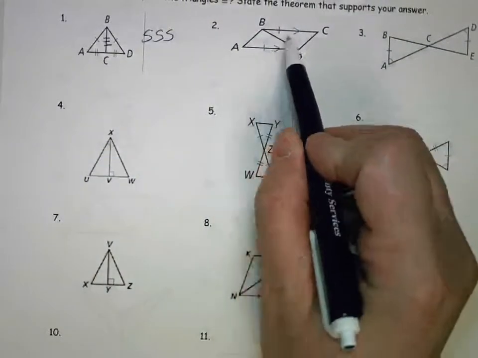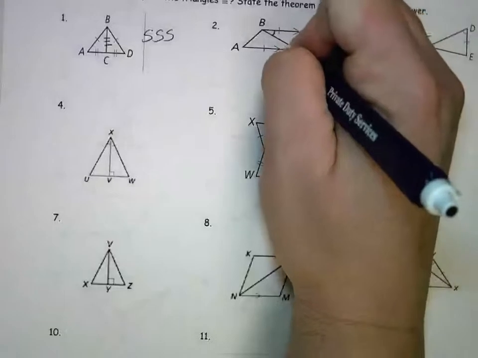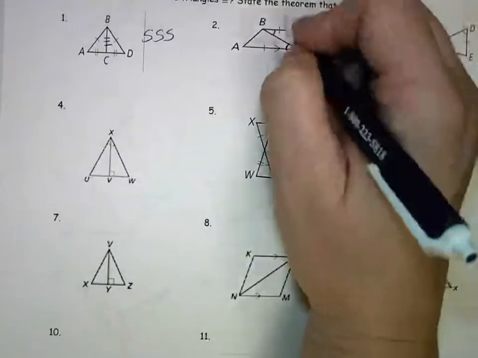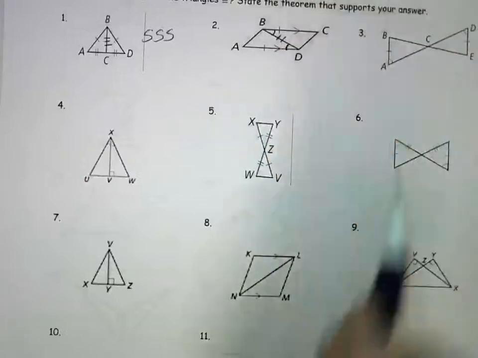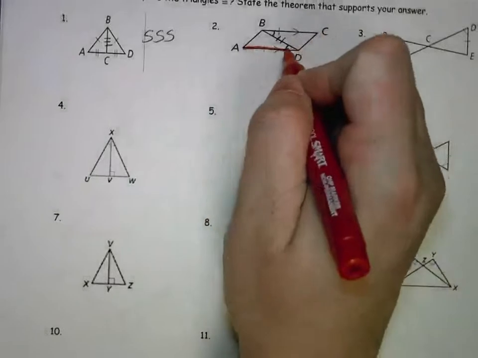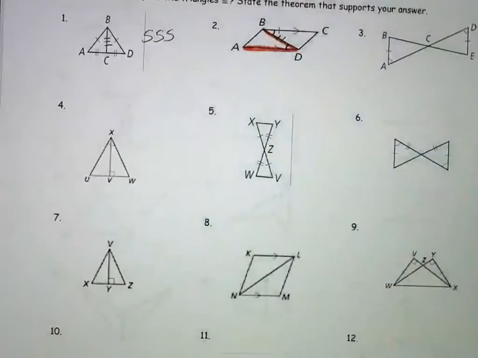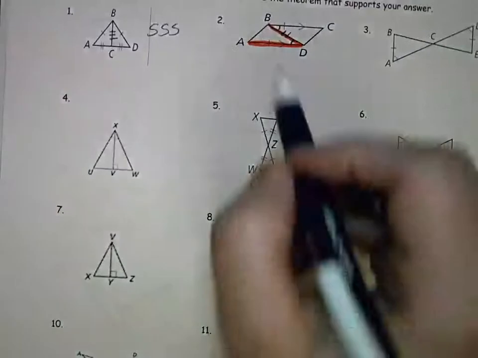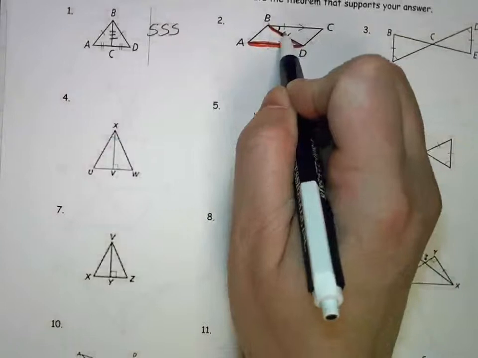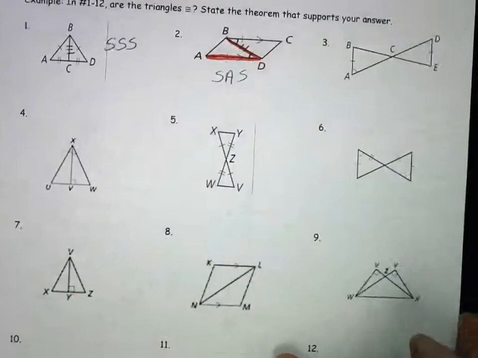Right here we have parallel lines, so we can say our alternate interior angles are congruent. BD is congruent to BD by reflexive. Sometimes it helps to take a colored pencil or a different color and trace the things you know. In this case, you have a side, an angle, and then a side. So that would be yes by side, angle, side.